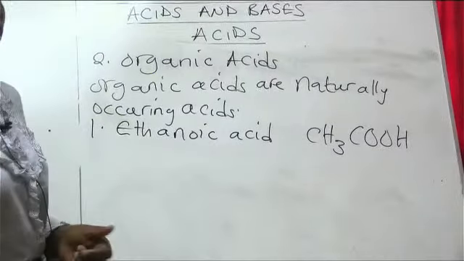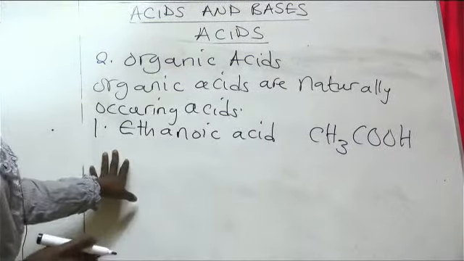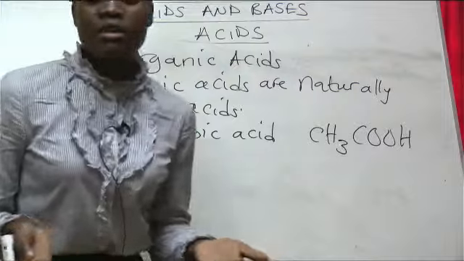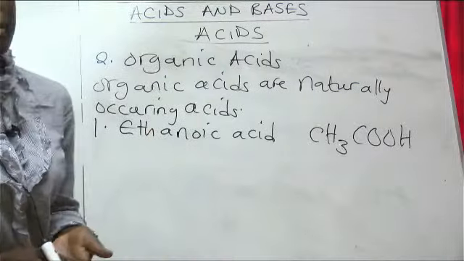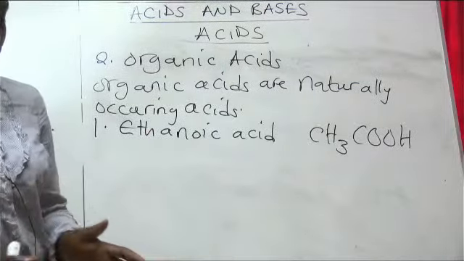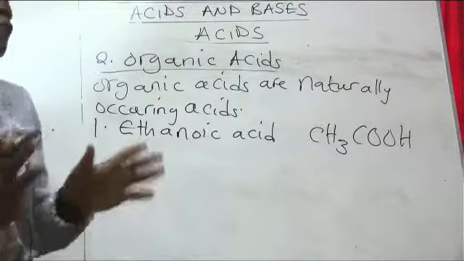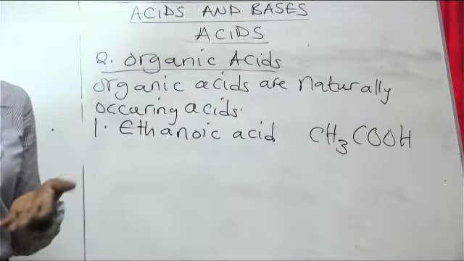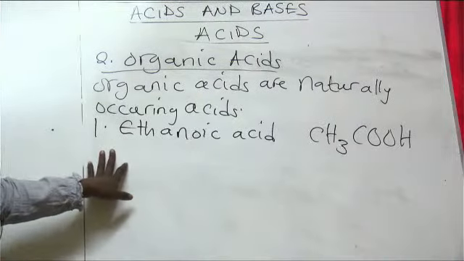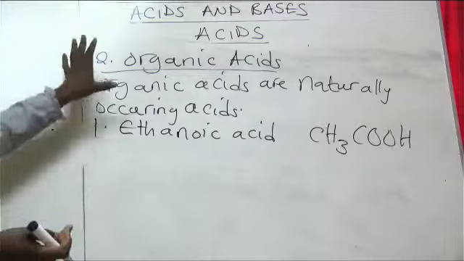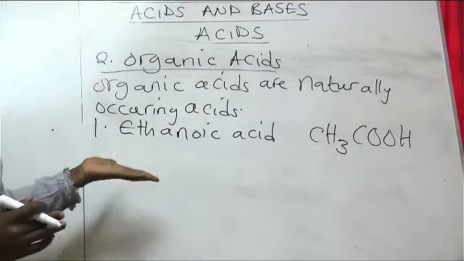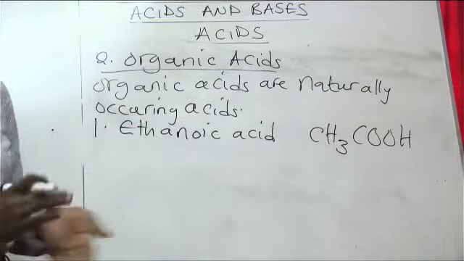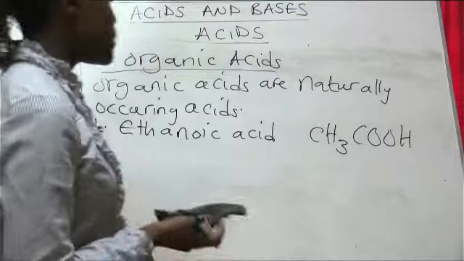That is found in vinegar. That is one. We also have citric acid found in lemons. They are just natural. They are not made. They are just prepared from the minerals extracted from many organic matter such as plants. An example is ethanoic acids. And when it comes to organic acids, these are very weak acids. They cannot harm you. Unlike mineral.